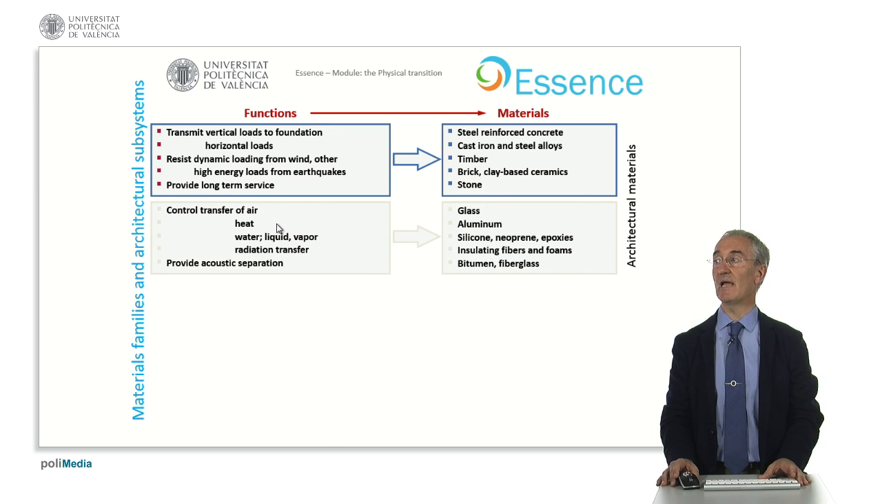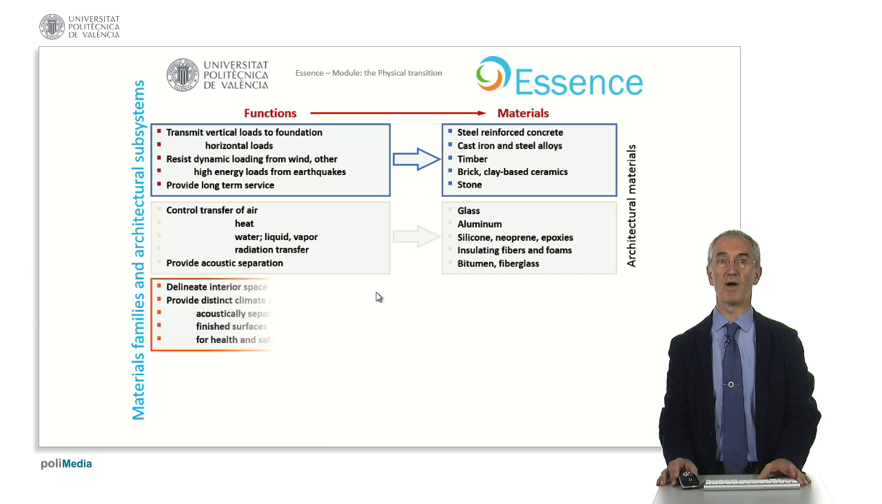In the case of the envelopes, we should control transfer of air, heat, water, radiation, and provide acoustic separation, and the typical materials are glass, aluminum, or different polymers, which should be insulating, integrating fibers like in hybrid materials, or more modern materials which are made either naturally or artificially. But again, the hybrid solution is a very good future approach which is being implemented now, because it decouples the problem of meeting the requirements.